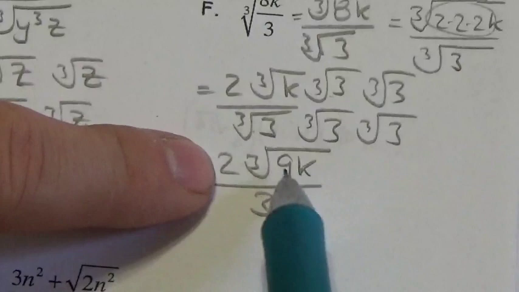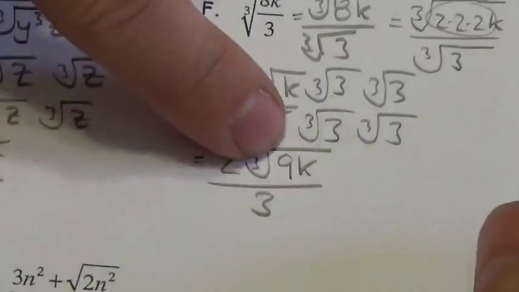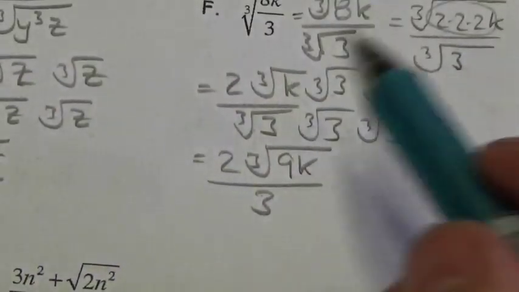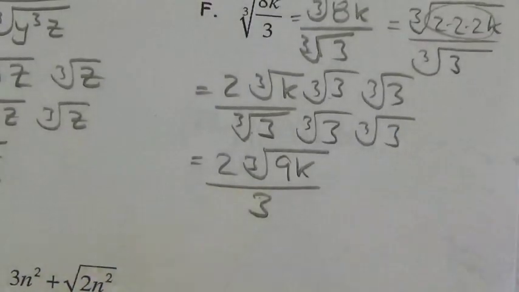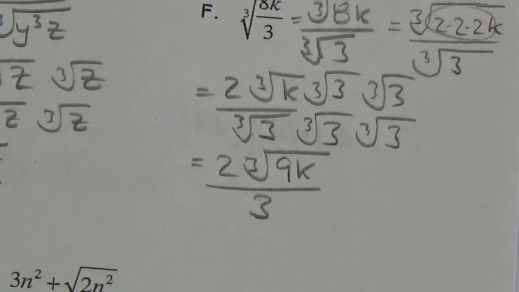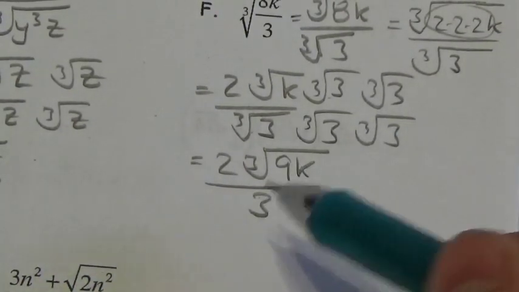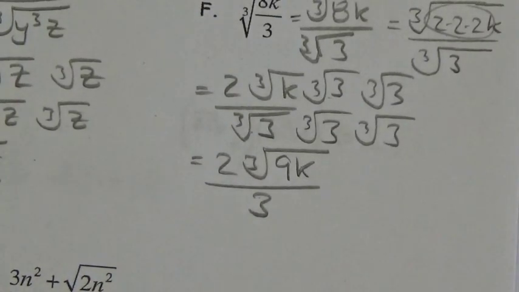And so if there was no radical there, I could simplify that 9 by dividing by 3, but it's not 9. It's the cube root of 9. I don't know what that is, so I don't know what it is when you divide by 3. That is as far as we can go.